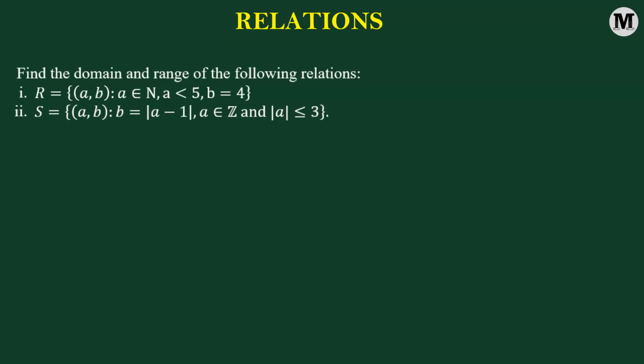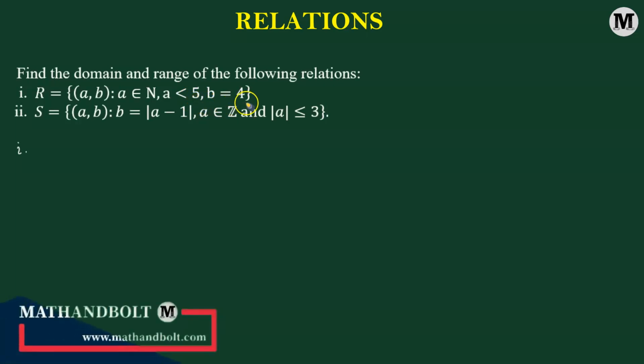Find the domain and range of the following relation. Let's begin with the first one. Here we have a relation R, which is defined as the set of ordered pairs (A, B) such that A belongs to N, where N is the set of natural numbers. Here A is going to be less than 5 and B is going to be equal to 4.